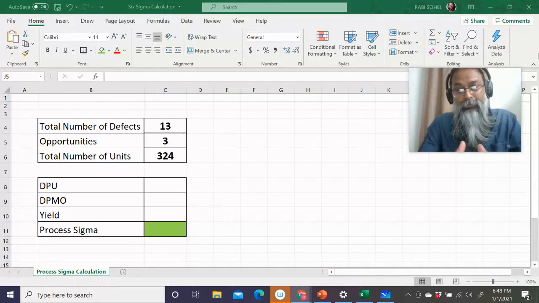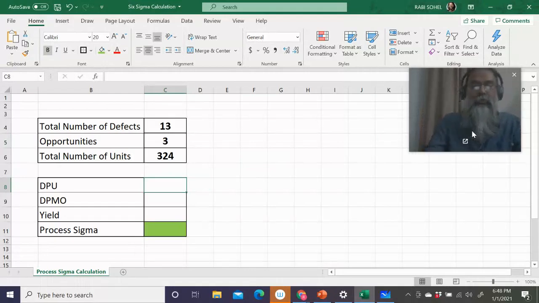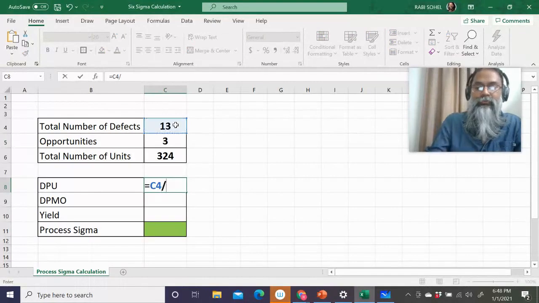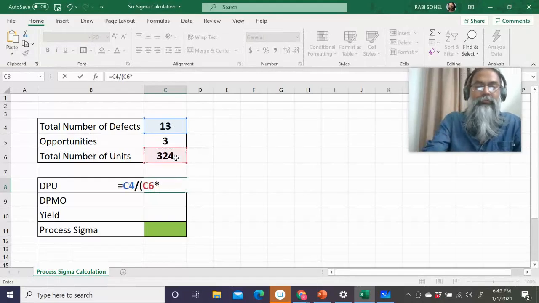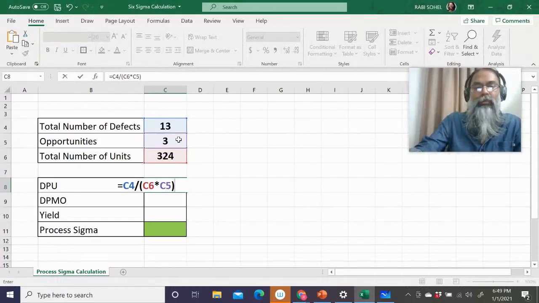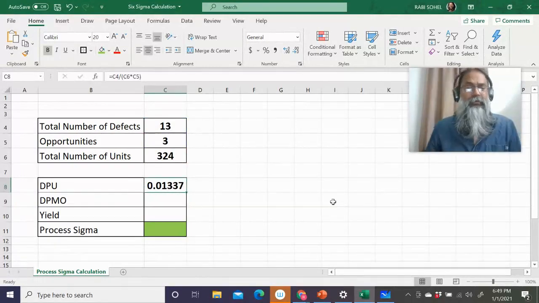Now let me show you the process sigma calculation in Excel quickly. So same information here. How do you calculate the DPU? Same thing. We will take the total number of defects divided by the number of units multiplied by opportunities per unit, and that will give us the defects per unit, the same result that we had found when we solved the problem manually. Now we're doing it in Excel. That's the only difference.